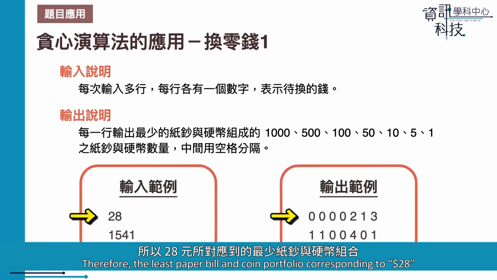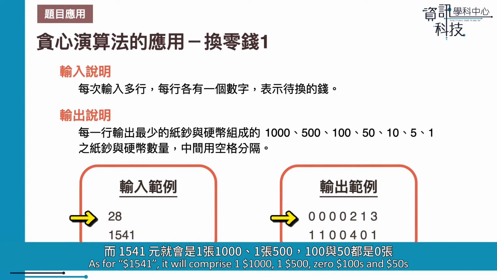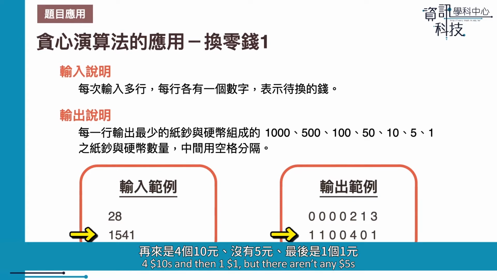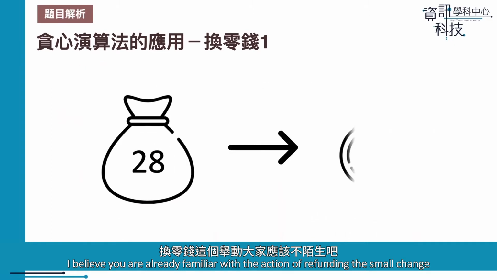Therefore, the least paper bill and coin portfolio corresponding to $28 will be 2 10s, 1 5, and 3 1s. As for $1,541, it will comprise 1 1,000, 1 500, 0 100s and 50s, 4 10s, and then 1 $1, but there aren't any $5. I believe you are already familiar with the action of refunding the small change.